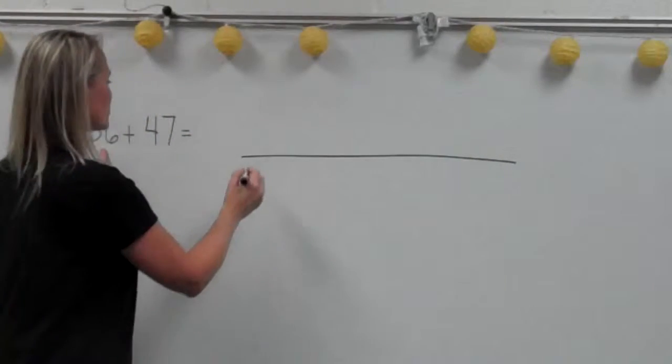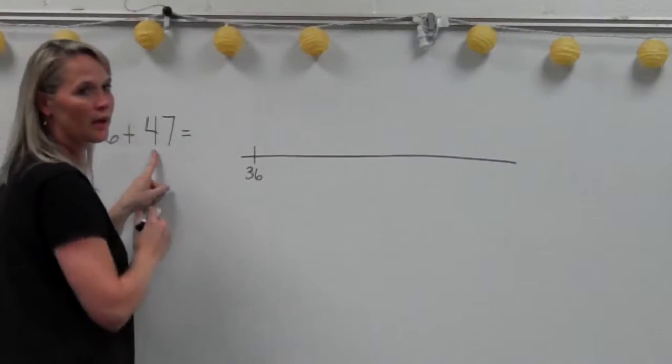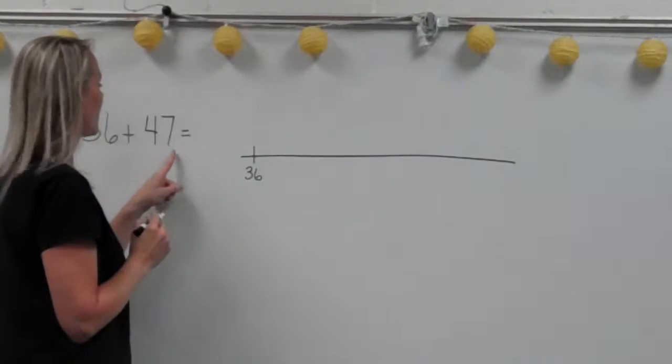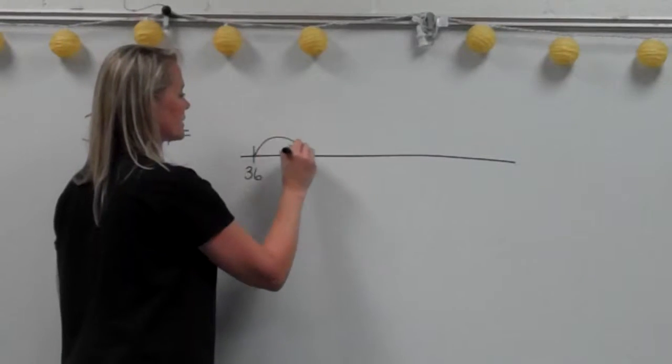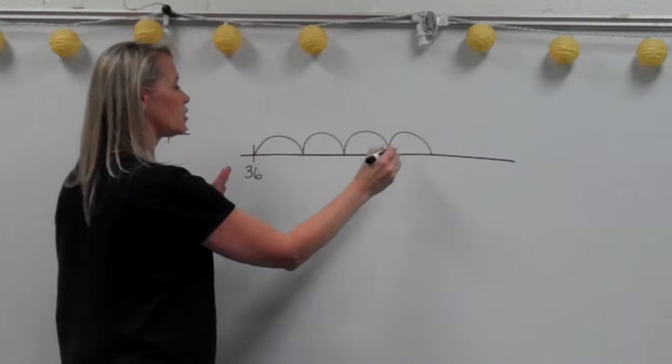So we're going to start at the first number, which is 36, and then we're going to jump first by our tens and then by our ones. So first we'll jump 40 and then we'll jump 7. To show a jump of 40, you just show a jump of 10 like this. 10 and 20 and 30 and 40. And then you label each one of those jumps.